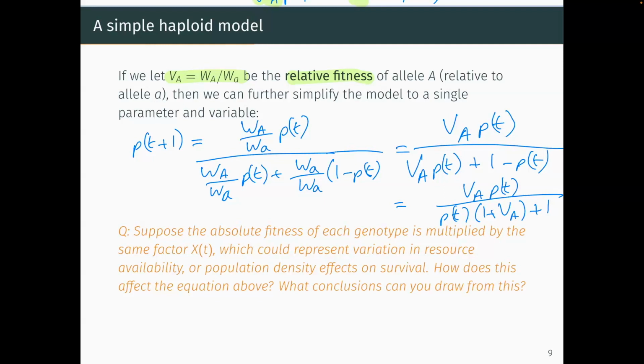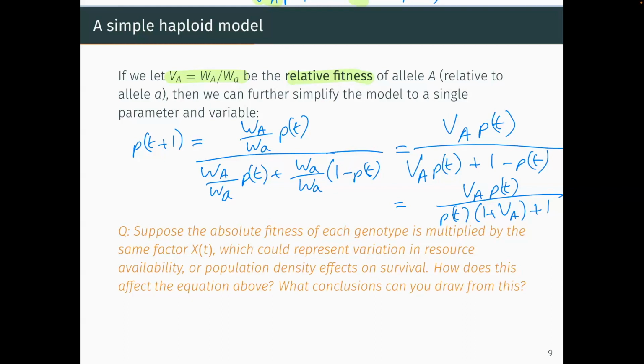Okay. So we've got this is just a difference equation. Who's worked with difference equations before? Yeah, most people. Okay, good. So if you've only worked with differential equations, these are very similar, but they're in discrete time. We have a term, V sub A, which is our relative fitness of our allele capital A. And this equation tells us from one generation to the next, how we expect the frequency of that allele to change.